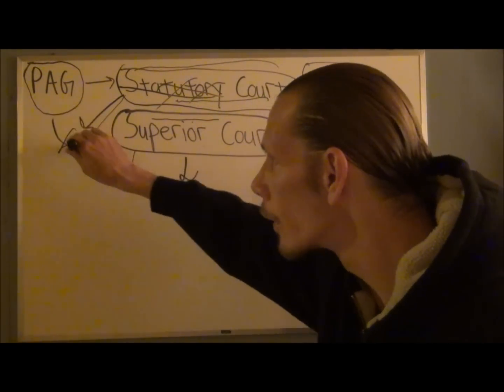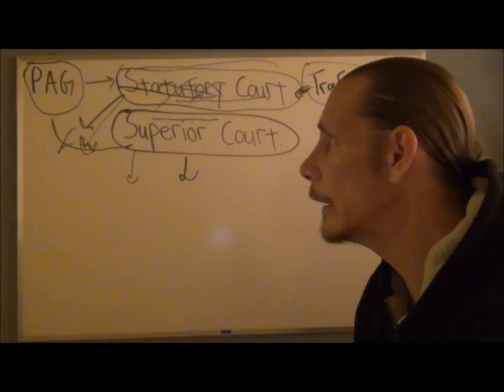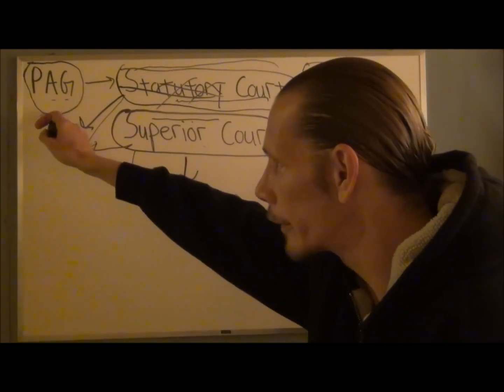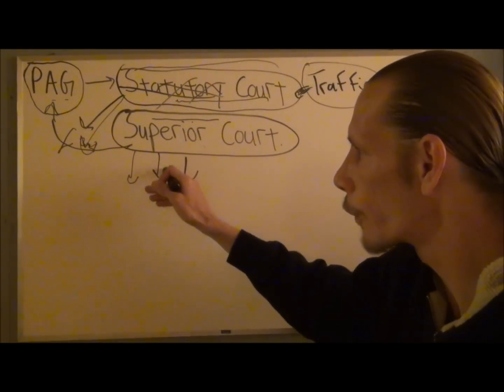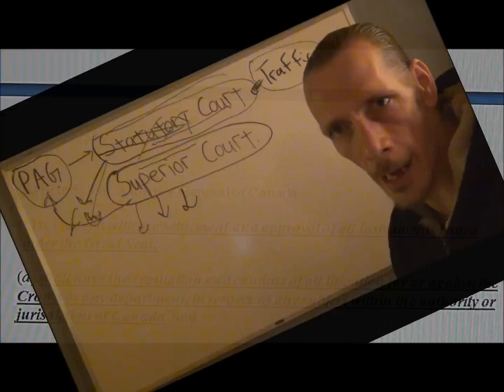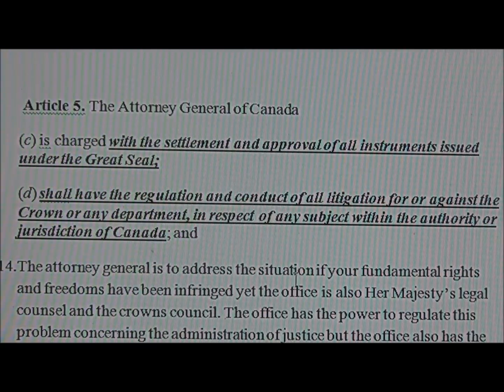In your province, if you have a problem with your province enactment because it stripped you of a fundamental right and freedom, the provincial attorney general has the power to deal with the administration of justice. And when we look into the court system, we're going to find that this is a very powerful court to operate on my behalf and your behalf. The Attorney General of Canada, Article 5, is charged with the settlement and approval of all instruments issued under the Great Seal, and shall have the regulation and conduct of all litigation for or against the Crown, or any department, in respect of any subject within the authority or jurisdiction of Canada.